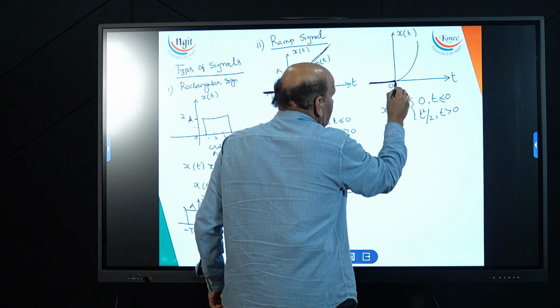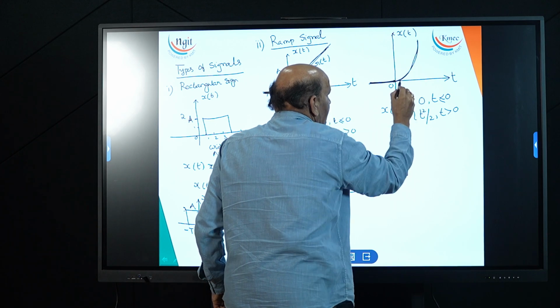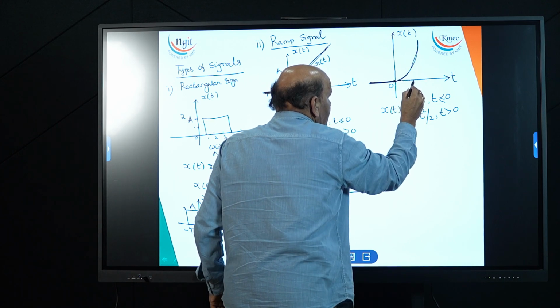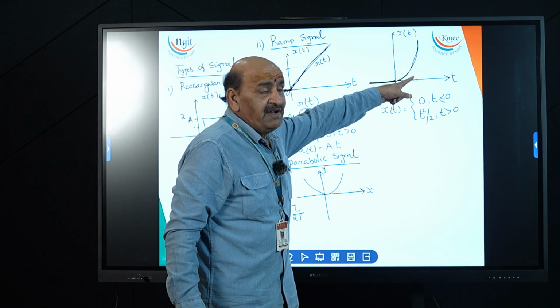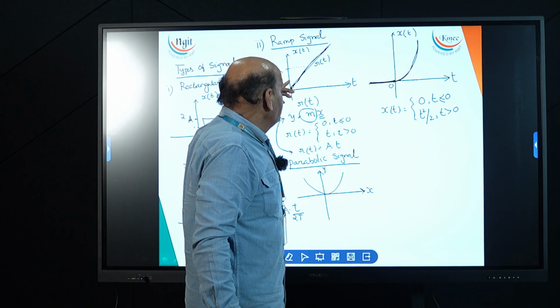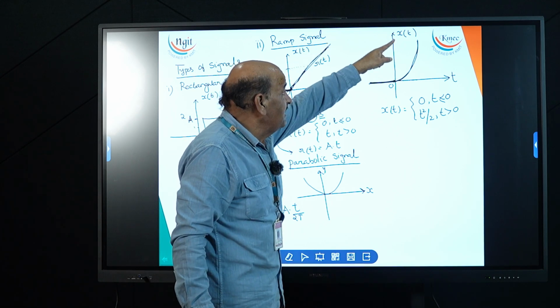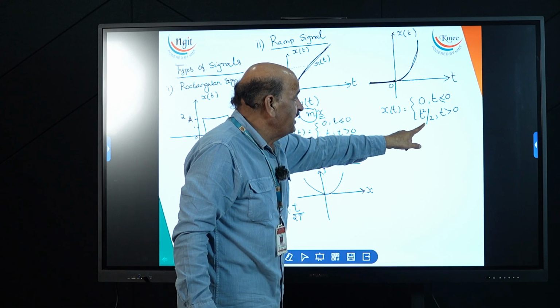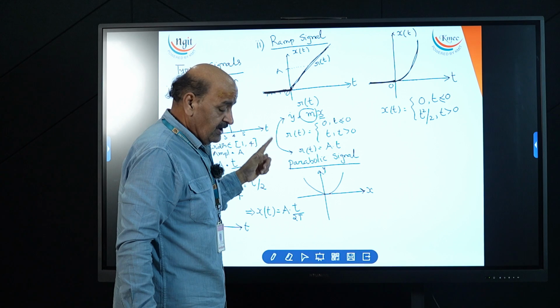Up to this it is 0, but it ranges here like this only. As the value of t increases, the curve ranges like this only. This curve is not a straight line. Look at it, it is a 45 degrees straight line here. This is a curve, half of the curve, therefore t square by 2. This is which one? Parabolic signal.